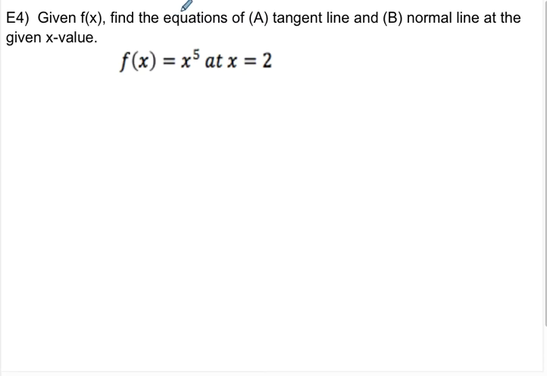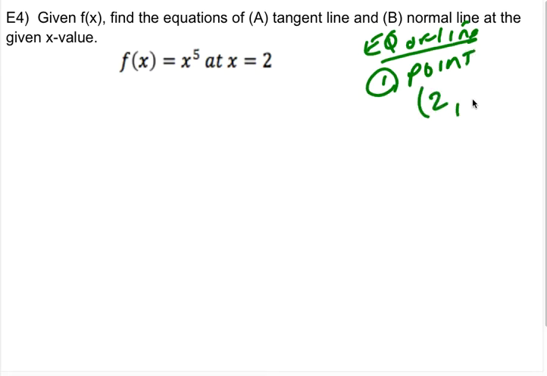So we've talked about how to find equations of a line, right? Anytime I need an equation of a line, I need two things. I need a point, which I have half of right now. The point is 2 comma blank. I can find the other half in a sec. And I need a slope.